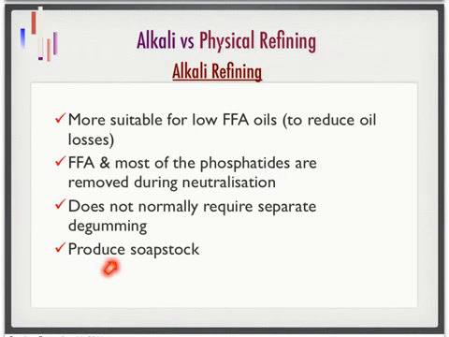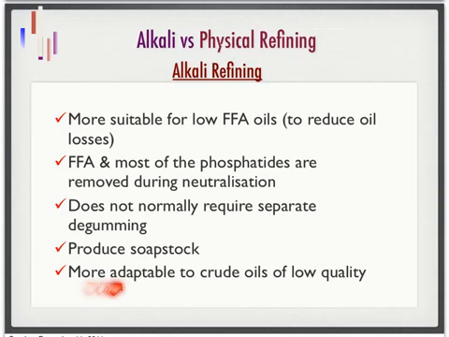One of the major differences between alkali refining and physical refining is the production of soap stock in the alkali refining process. The soap stock actually results from the reaction of the free fatty acid and the alkali, and this is usually removed by a centrifugation operation. Alkali refining is also said to be more adaptable to crude oils of low quality, which means that if the crude oil contains a significant amount of gums or phosphatides, the alkali refining can be adjusted to remove the gums as much as possible without much oil losses.